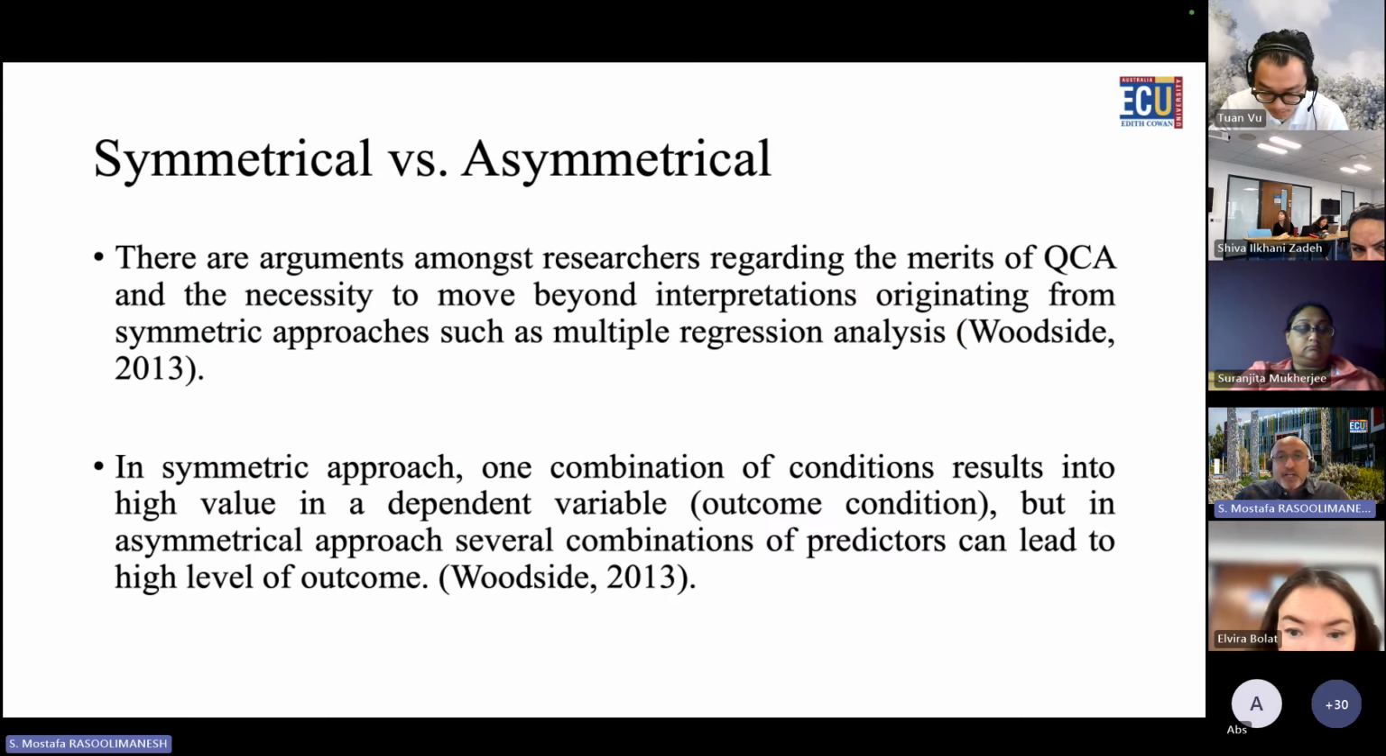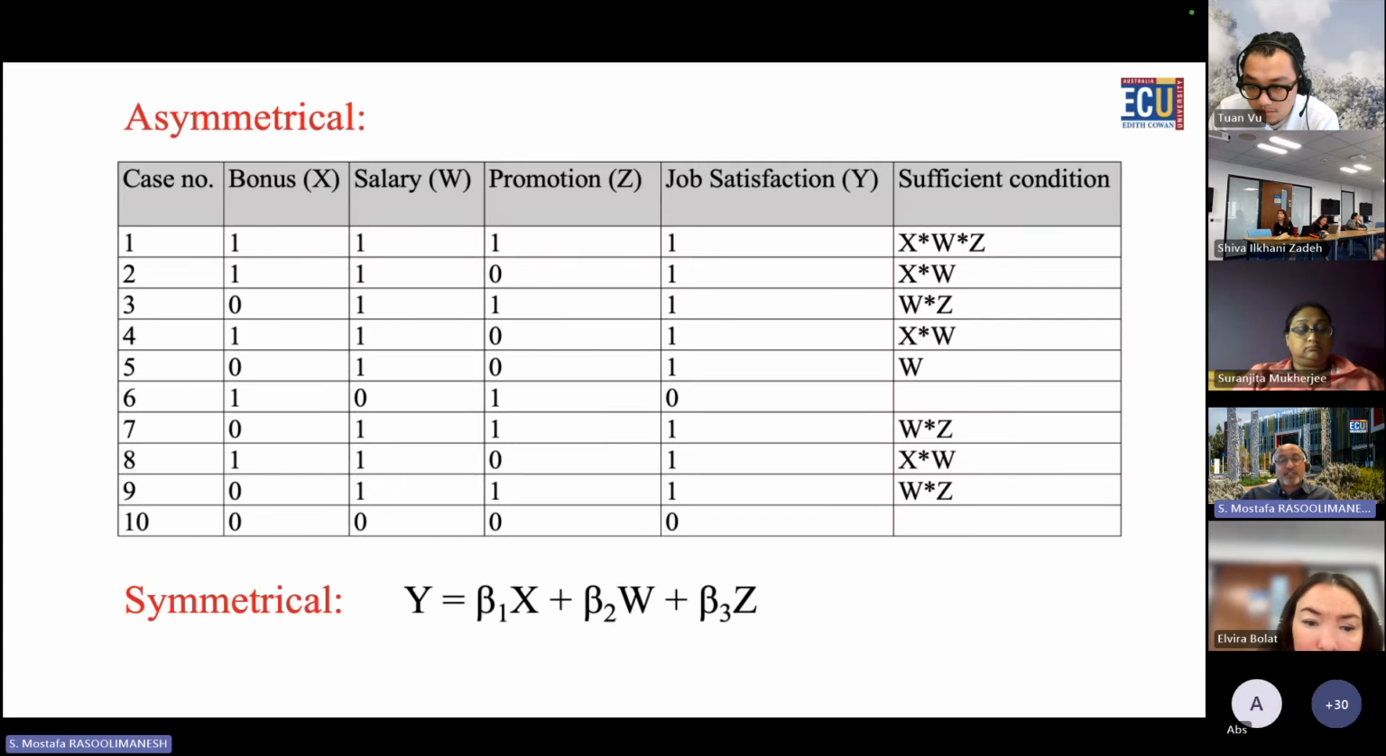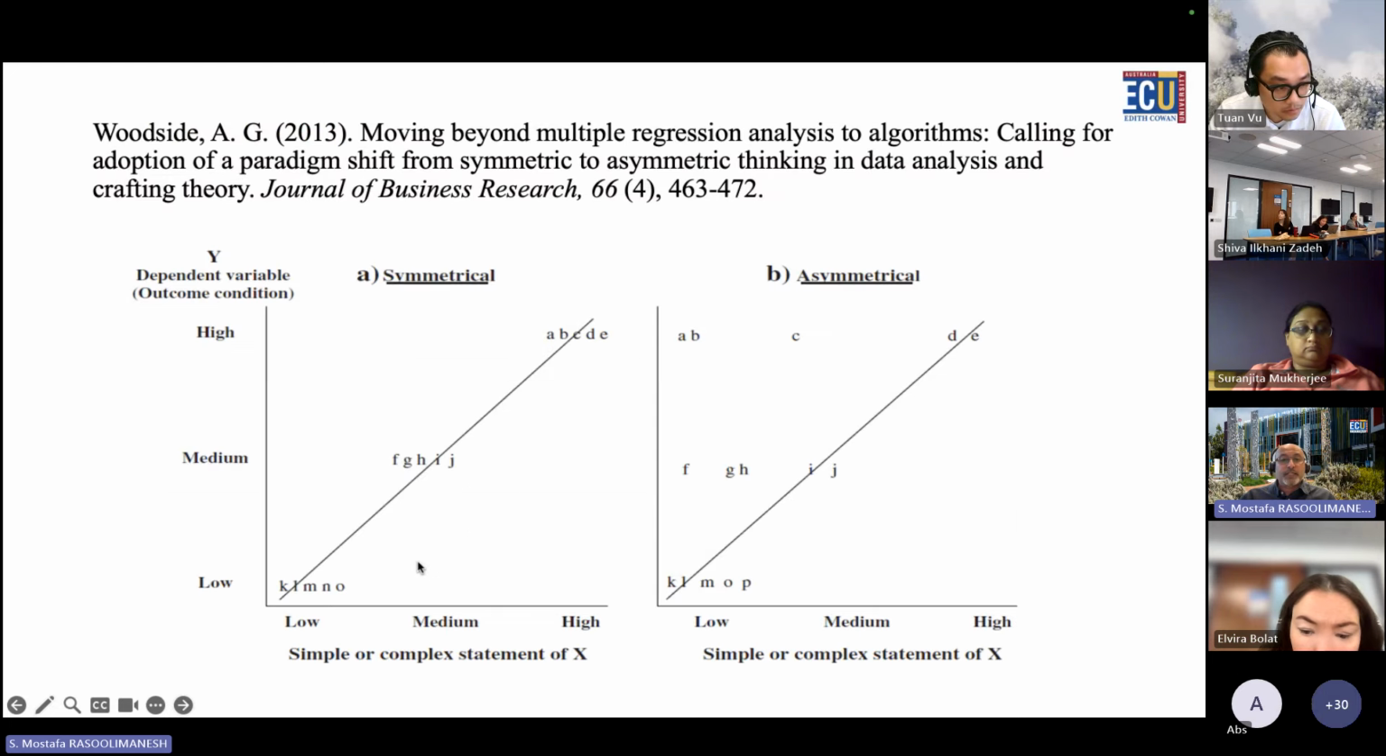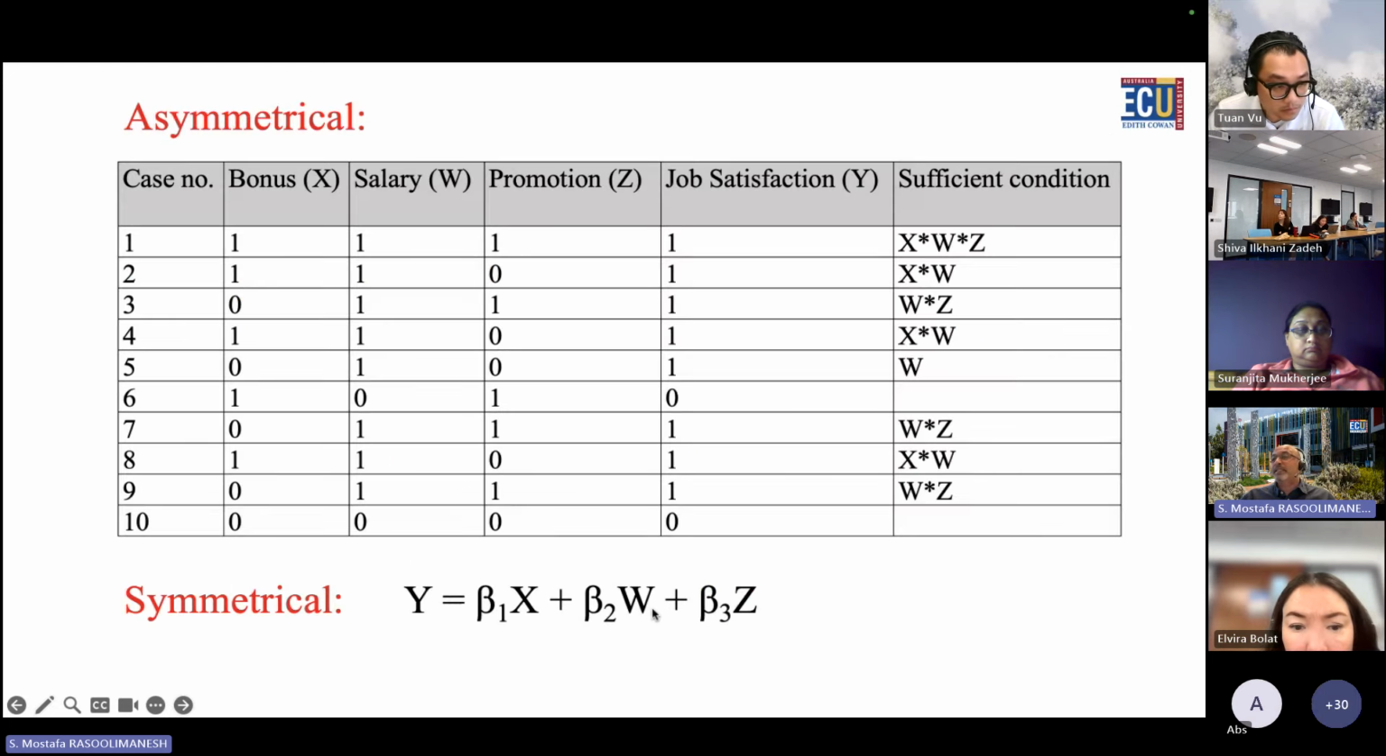Okay, symmetrical versus asymmetrical approach. I explained that the reason we apply an asymmetrical approach, QCA or fsQCA, is because of the main difference with the symmetrical approach. In the symmetrical approach, here you can see a regression equation for a study that involved X, W, and Z. When we apply the symmetrical approach, using different algorithms, we identify beta 1, beta 2, and beta 3.